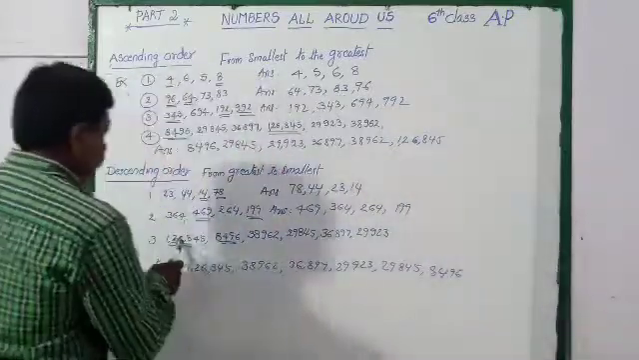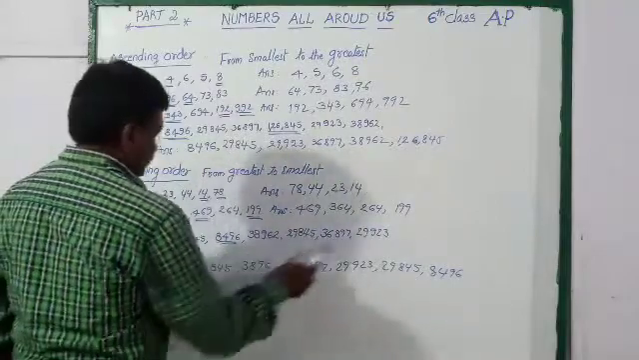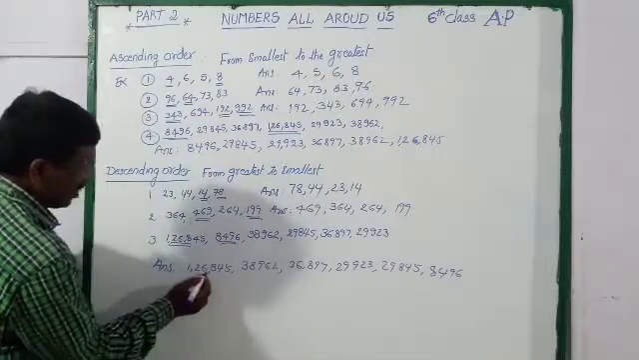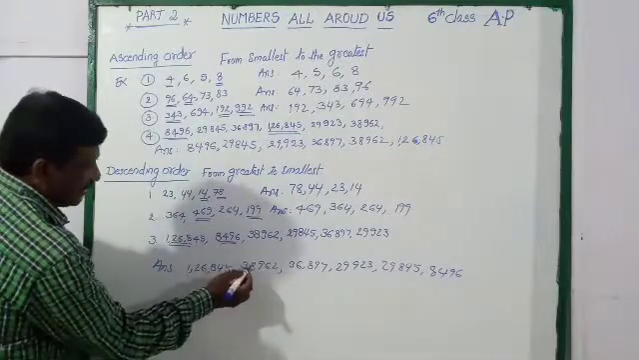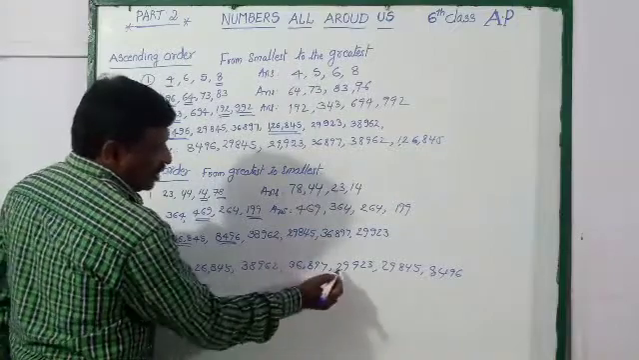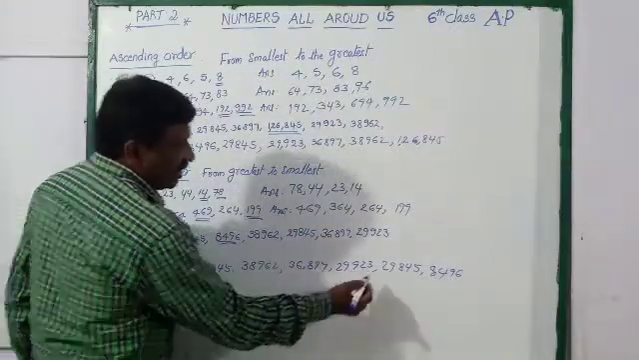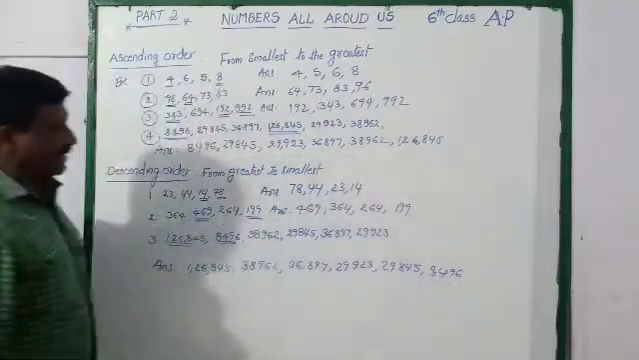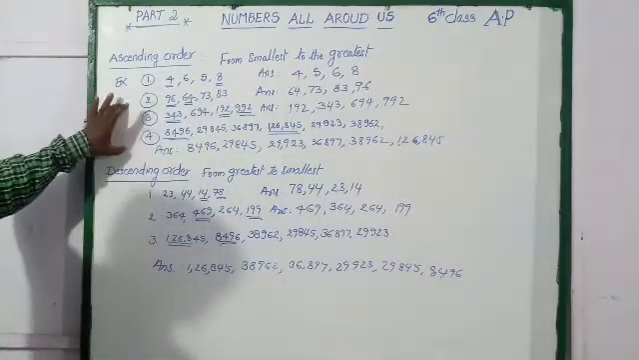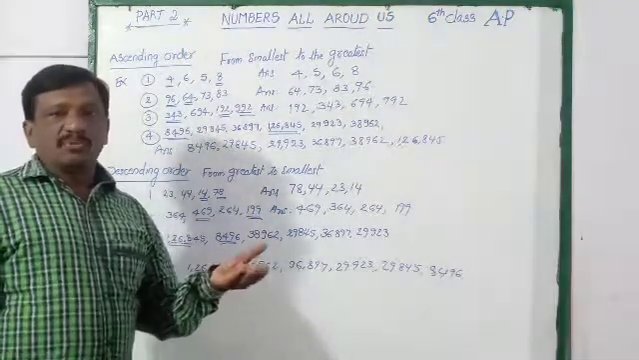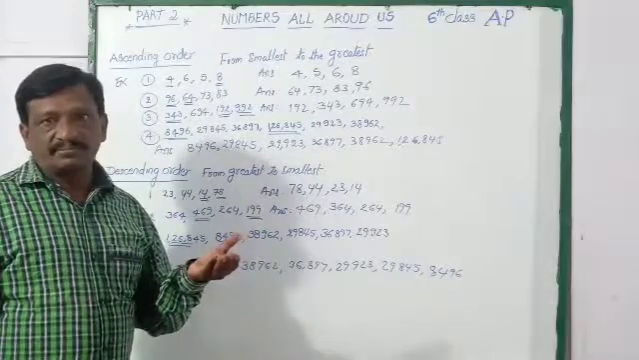8,496 has 1, 2, 3, 4, 5, 6 digits in 1,26,845. Descending order: 1,26,845, 38,962, 36,897, 29,923, 29,845, 8,496. This is ascending order, this is descending order. Next we will go to exercise 1.1.